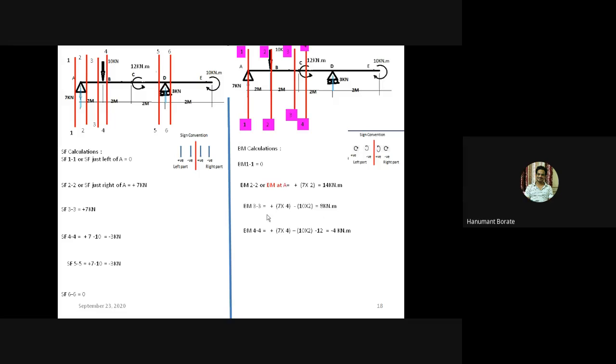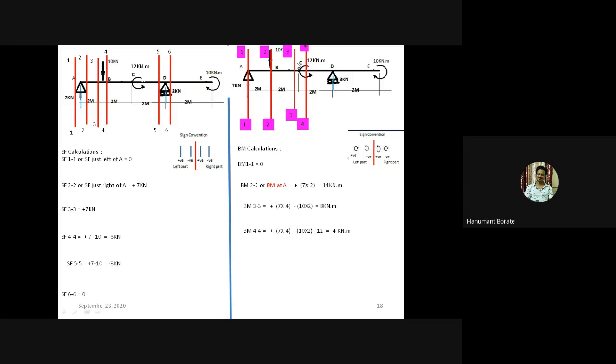You can see here at section 3, just left of the concentrated moment, the bending moment is 8 kilonewton meter, and just right of point C, the bending moment is minus 4. So there is a drastic change in the bending moment. Due to that, we need to take sections just left and right of a concentrated moment, because according to the definition of bending moment, it is the algebraic sum of moments of all forces.